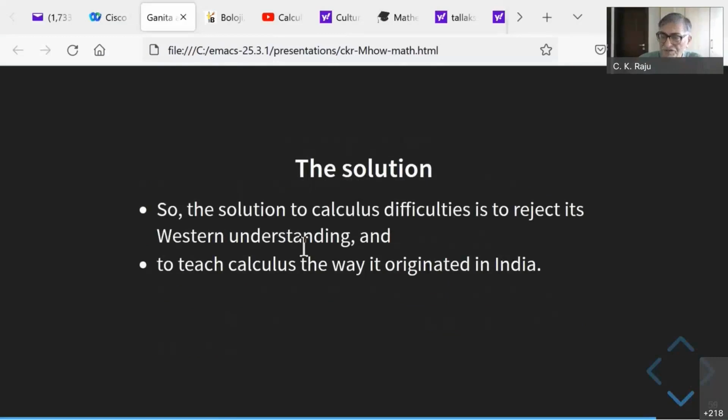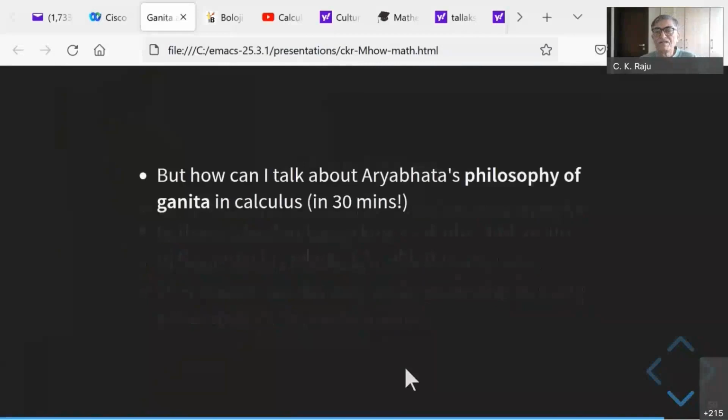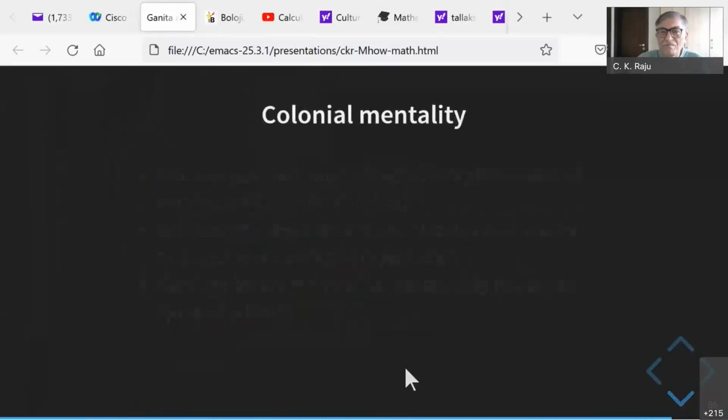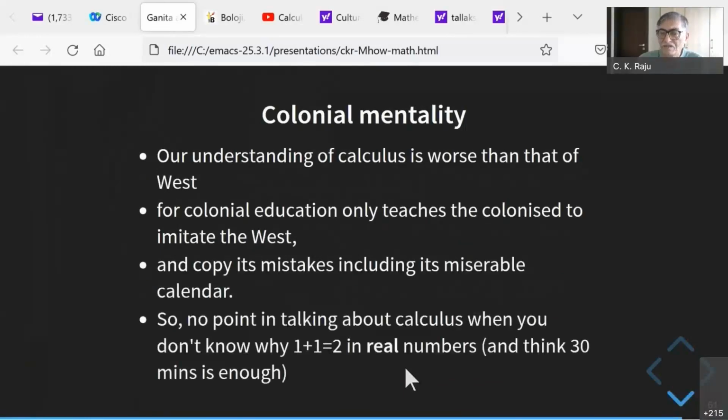And it is not just enough to tell you what we did. You have to first reject its Western understanding. And that is a very tough job for colonially educated people, because you learn that way. All the people you think are knowledgeable, they learned it that way. And that is what happened. So that's the solution. So the point is that this is the solution, but I can't talk about it. I'm sorry, we lost 2 minutes in that. Because understanding the calculus is a problem. The colonial mentality is that we just want to imitate the West and copy its mistakes.